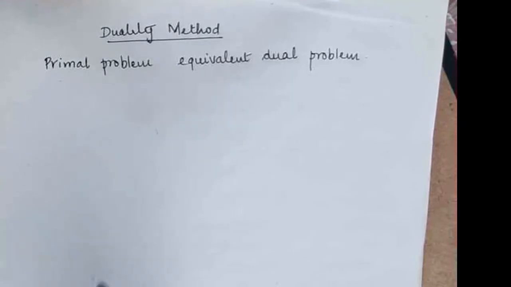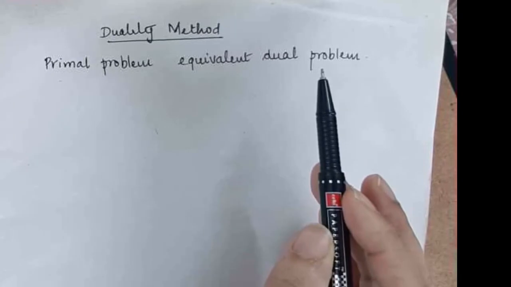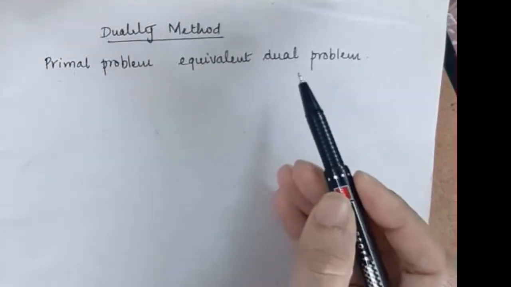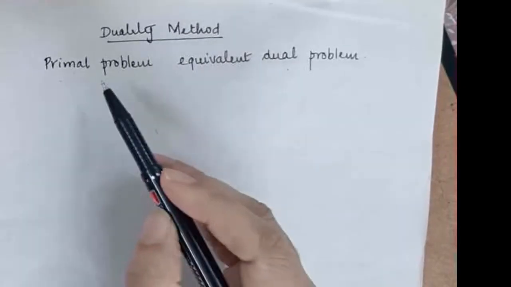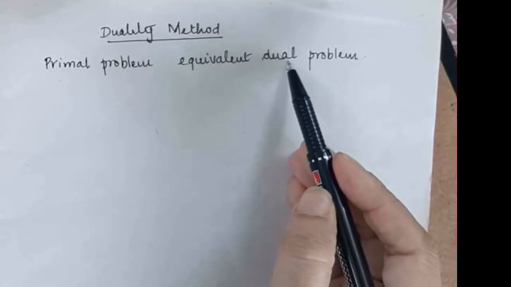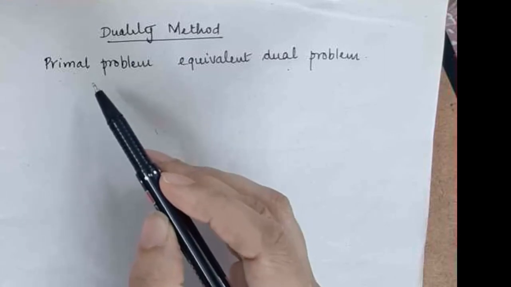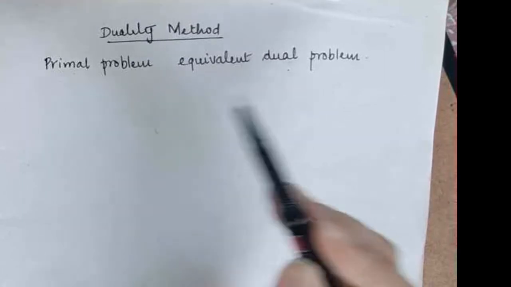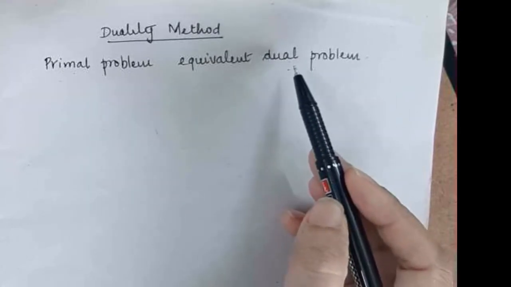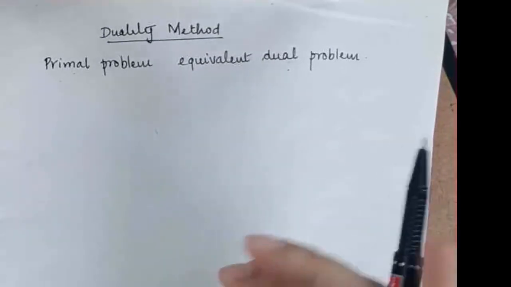So they exist in pairs. If there is a primal problem, it will have a dual problem with the same set of data. So if the primal problem is maximization, the dual will be minimization. If the primal problem constraints are less than or equal to, the dual problem constraints will be greater than or equal to. So if the number of constraints in the primal problem is 3, then the number of variables in the objective function of the dual problem will be 3. Okay, similarly, it's just the opposite of everything.